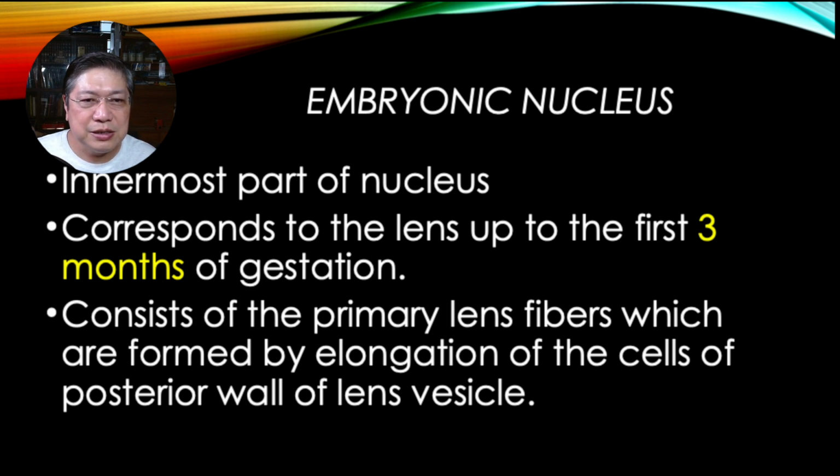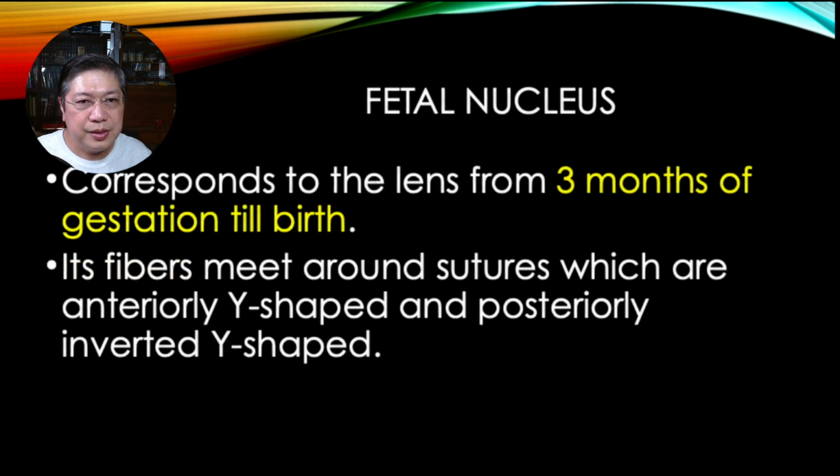And primarily, these are the lens fibers from the elongation of the cells of the posterior walls of the lens vesicle. The fetal nucleus corresponds to the lens from the 3 months of gestation until the patient was born. The fibers meet around sutures. Will show you how this looks later on. If it's shaped like a Y, then it's in the front, and if the Y is inverted, it's at the back.